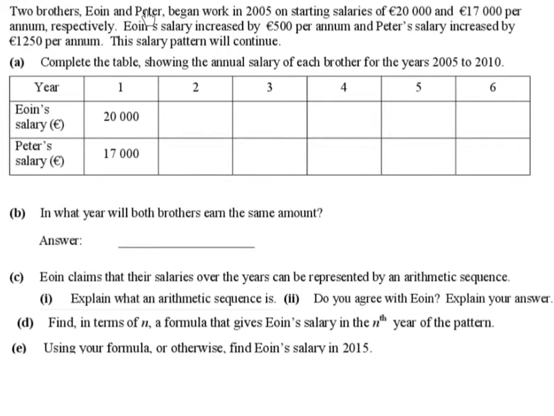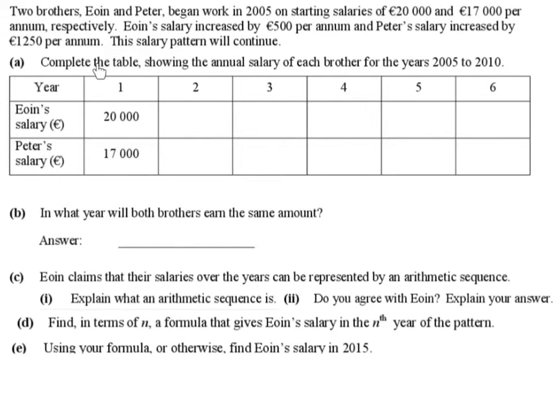Two brothers, Owen and Peter, began work in 2005 on starting salaries of $20,000 and $17,000 per annum respectively. So Owen was earning $20,000, Peter earning $17,000 to start off with. Owen's salary increased by €500 per annum per year, and Peter's salary increased by €1,250 per annum per year. This salary pattern will continue.